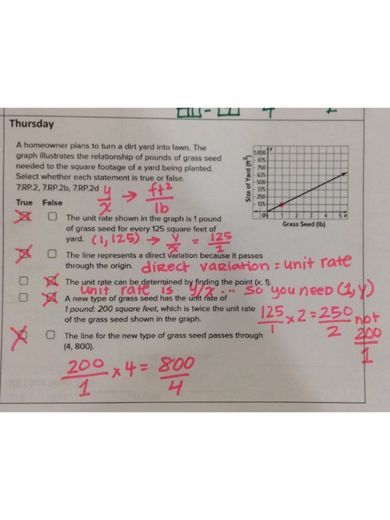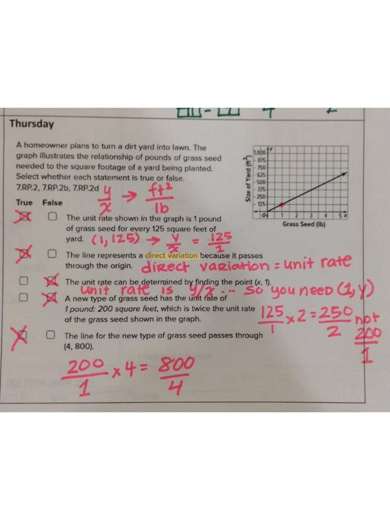First question, the unit rate shown is 1 pound of grass seed for every 125 square feet of yard. So our coordinate for the first one is 1, 125. And when we're comparing the unit rate, we write y over x. So 125 over 1 is correct. The second thing says the line represents a direct variation because it passes through the origin.